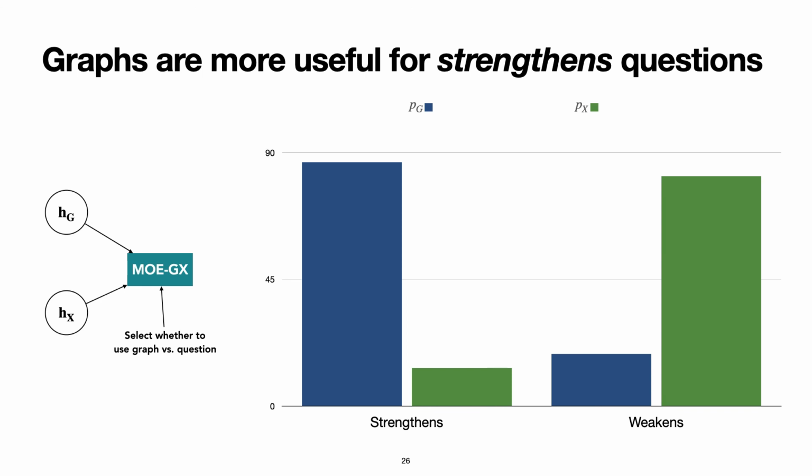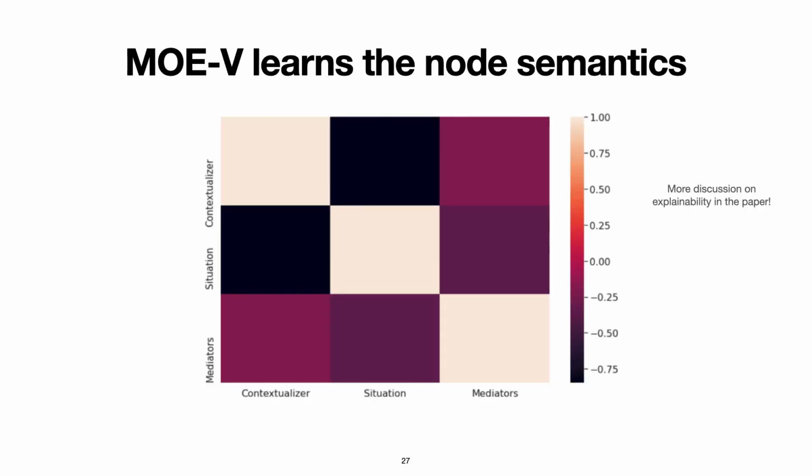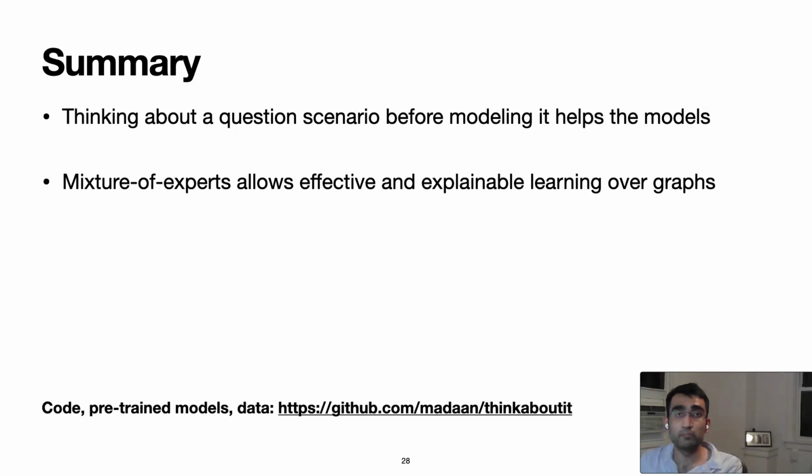Similarly, we find that for the second MOE, when the true label is strengthens, the graph is used more, and that indicates that the graph has more reinforcing evidence for cases when the right answer is strengthener. And finally, the heat map shows the correlation between different parts of the graphs being chosen. And what it shows is that correlation across different parts of the graphs is either negative or very small. So for instance, it's not the case that both contextualizers and mediators are used at the same time. So it indicates that the model uses one of these components depending on the question.